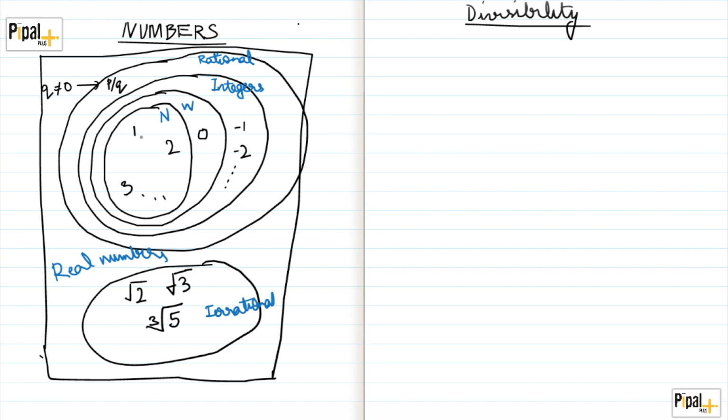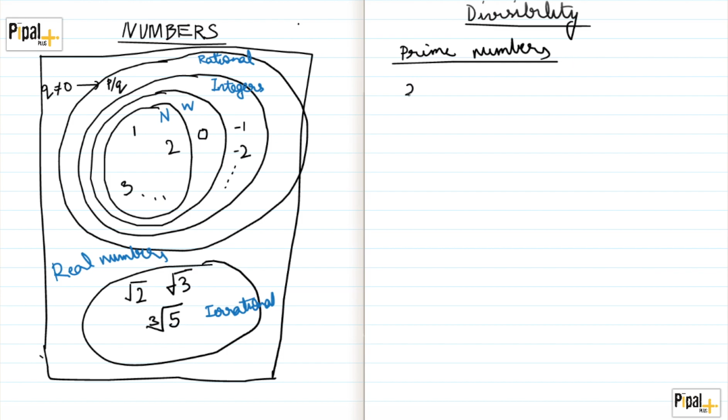Now 1 is a number which divides everything, right? So 1 is neither prime nor composite, so we'll not even talk about divisibility by 1. Divisibility by composite numbers can come in later, right? But before we talk about divisibility and composite numbers and all, it's important to understand the prime numbers. Now prime numbers are those numbers which have exactly two factors, 1 and the number itself.